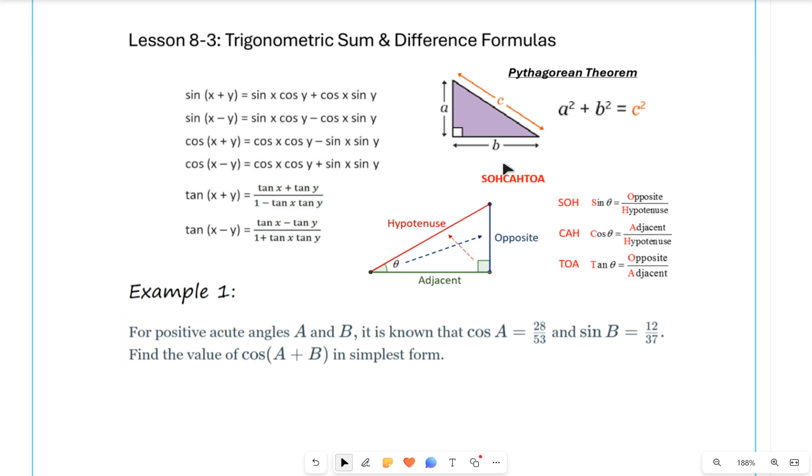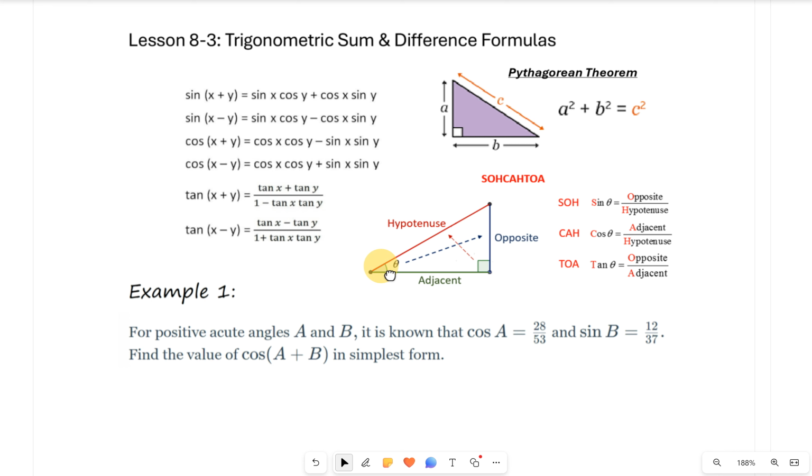Then we have the mnemonic SOHCAHTOA, which reminds us of the formulas of the ratios for sine, cosine, and tangent. They are all highlighted over here, OH, AH, and OA. And when we are using the SOHCAHTOA ratio definitions, we must always stand at an acute angle. An acute angle is an angle less than 90 degrees. So in this particular example, we are standing right over here. So please notice that this is also an acute angle.